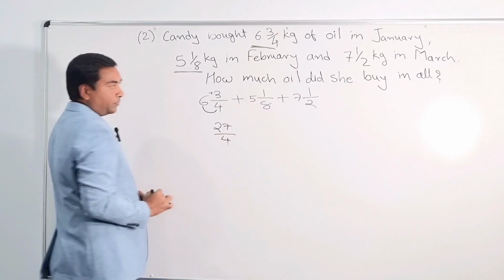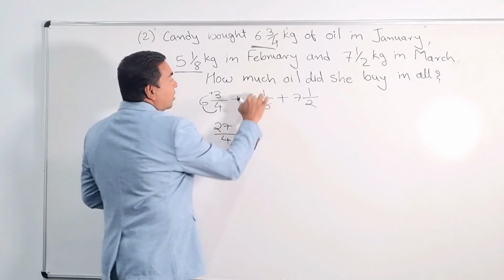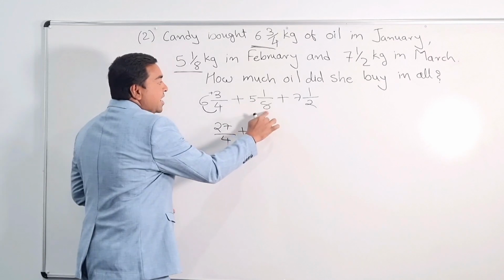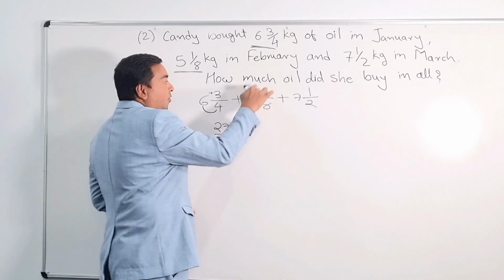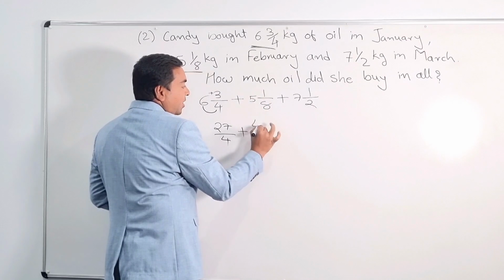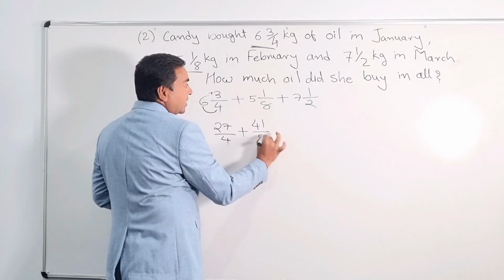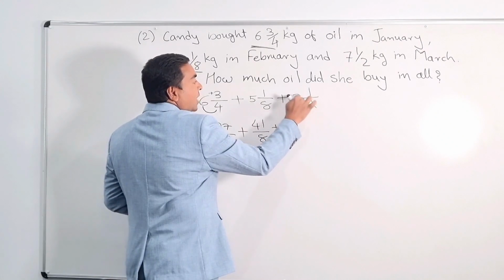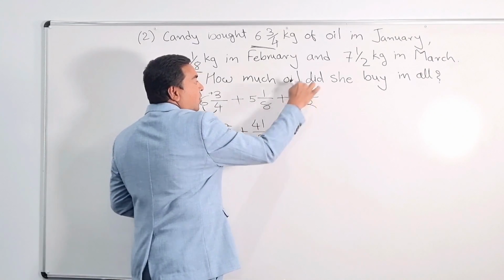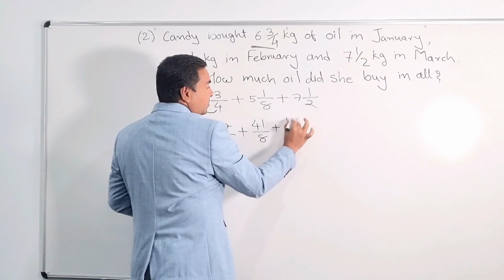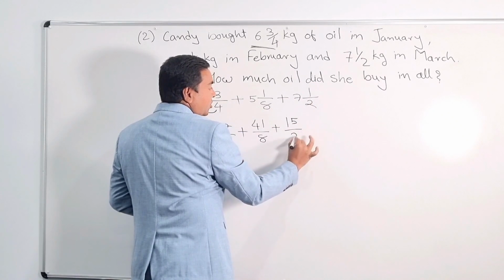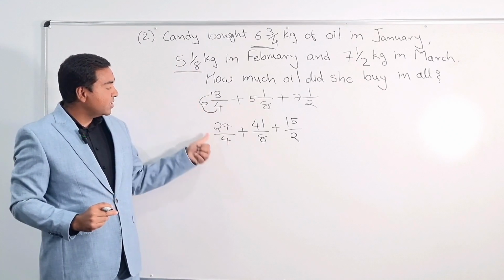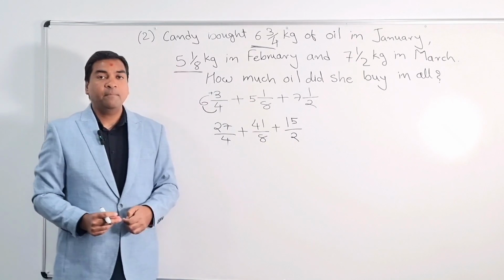That's the same. Now in the same way, I'll change 5 1 upon 8 into an improper fraction, which is 8 5s are 40. 40 plus 1, which is 41 over 8. And the last one is 7, 1 upon 2. So 2 times 7, 14. 14 plus 1, which is 15. And my denominator is going to be the same. So the very first thing is I have changed my mixed fractions into improper fractions.